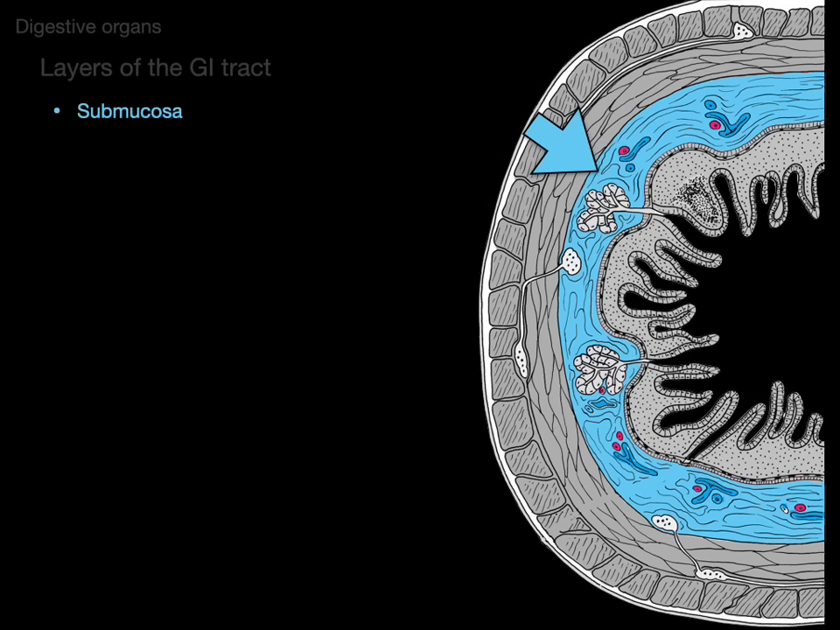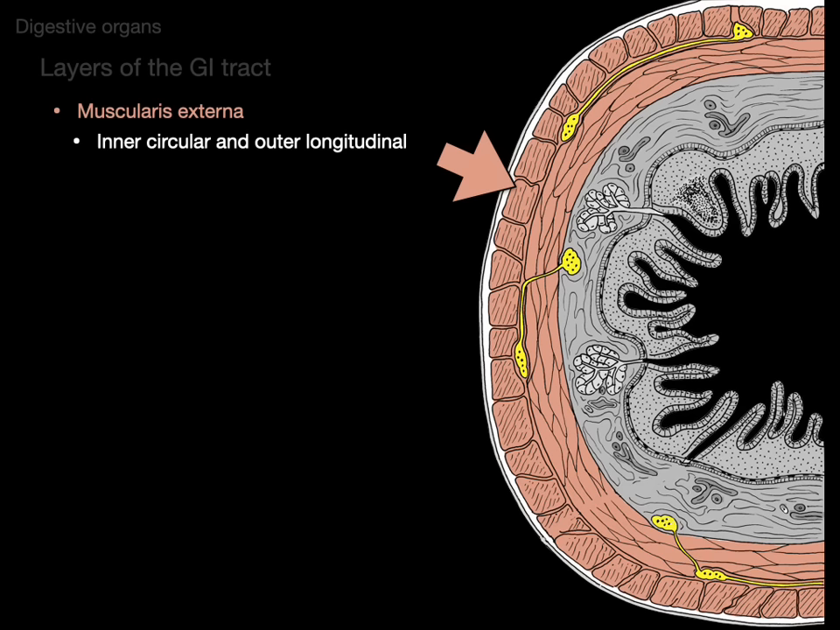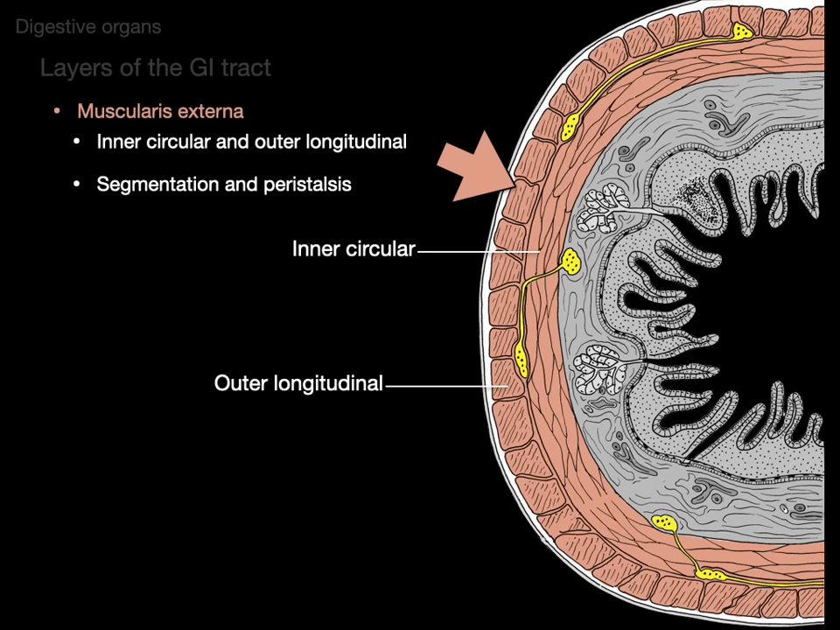Next is the muscularis externa. The muscularis externa consists of an inner circular and outer longitudinal layer of smooth muscle. Inner circular, outer longitudinal, that go in opposite directions. Contraction of the inner circular and outer longitudinal layer of smooth muscle is what causes segmentation, the breaking down of the bolus into smaller chunks, and peristalsis, that movement of food through the GI tract.